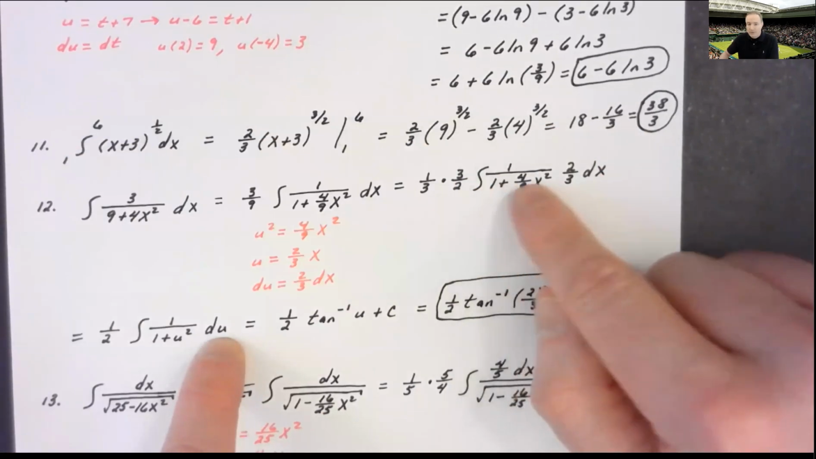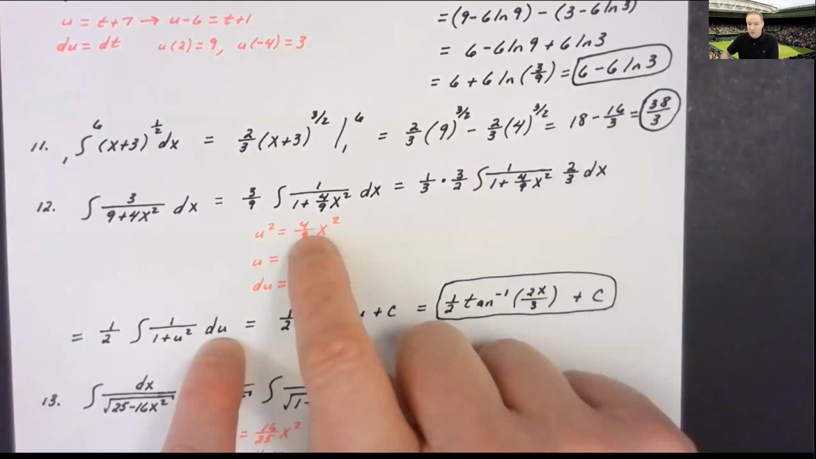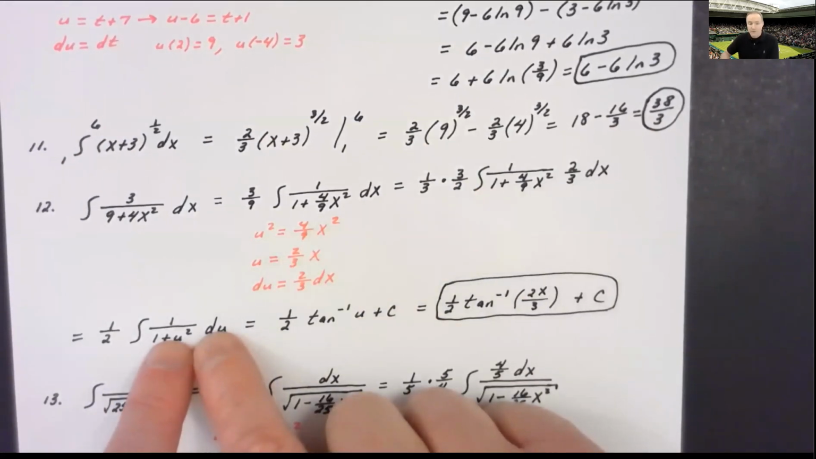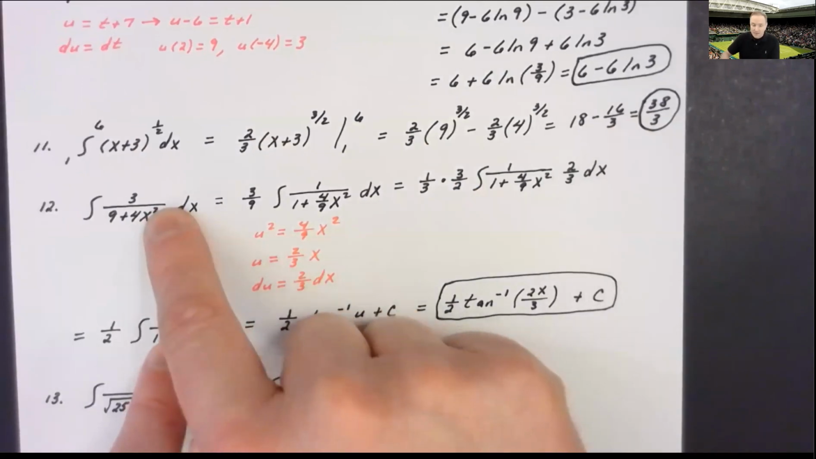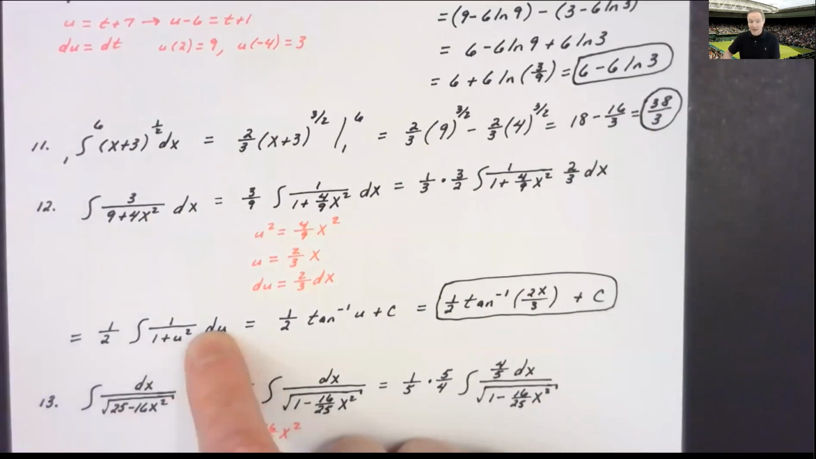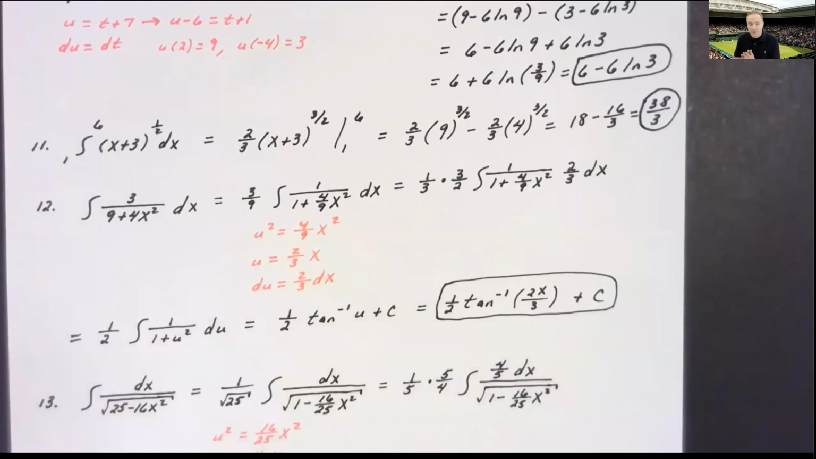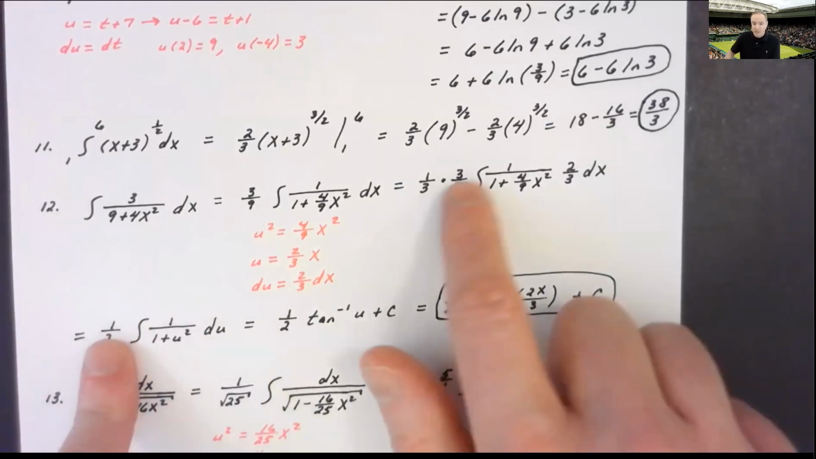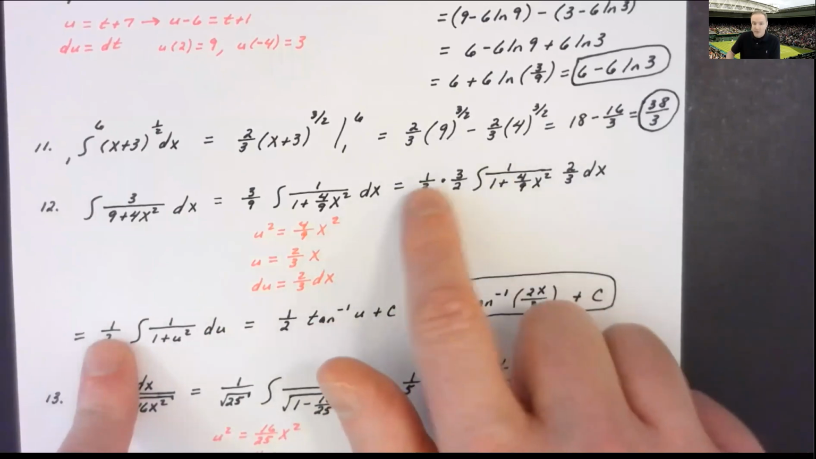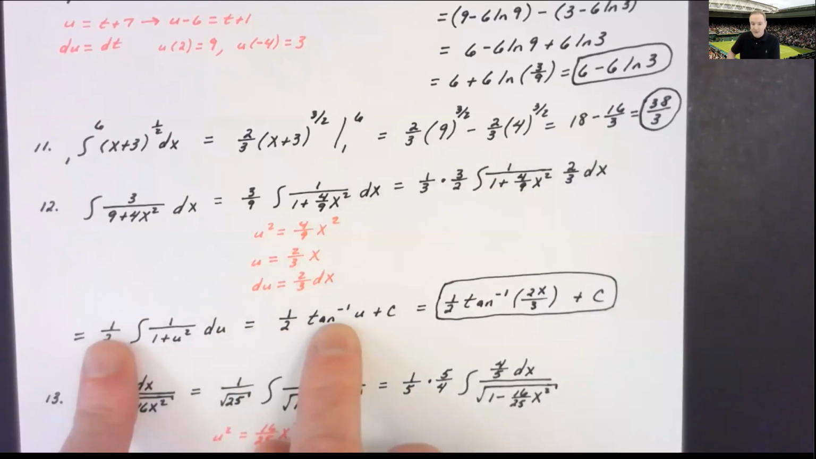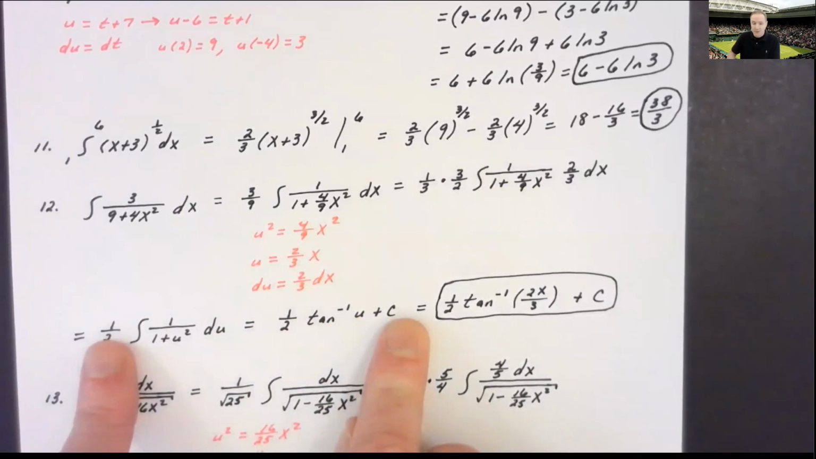1 over 1 plus 4/9 x squared is going to become 1 over 1 plus u squared. And again, the whole point of substitution is to take something that's not in standard form, where you can't use basic rules, to create something that is in standard form and you can use basic rules. By definition, the integral of 1 over 1 plus u squared is the inverse tangent of u. So keep in mind my coefficient here, I had 1/3 times 3 over 2. That gave me 1/2. I'll get 1/2 inverse tangent of u plus the constant of integration.